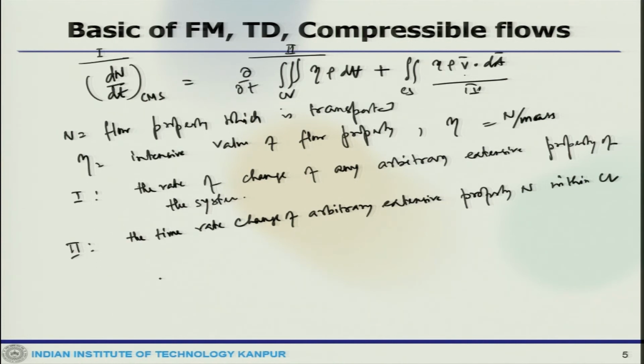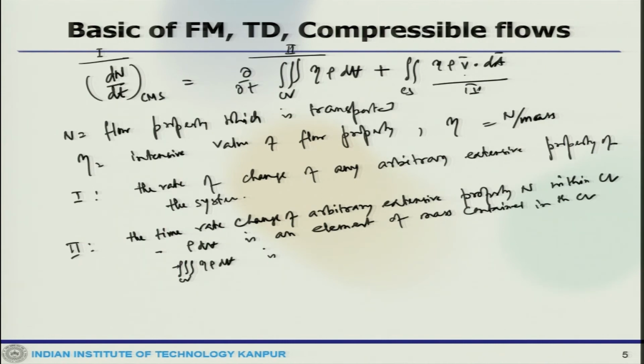Where rho dV is an element of mass contained in the CV, and eta rho dV is the total amount of extensive property contained within the CV.